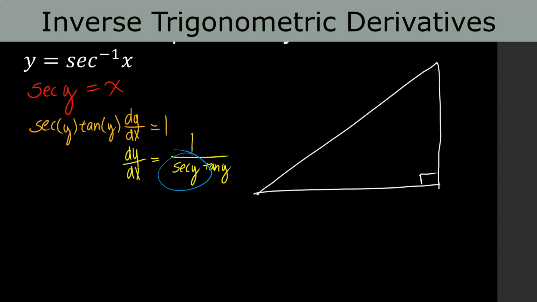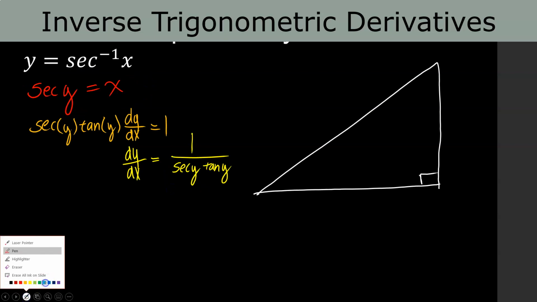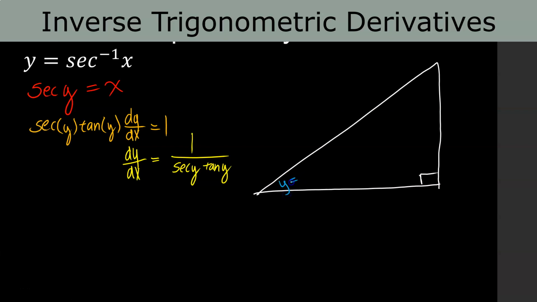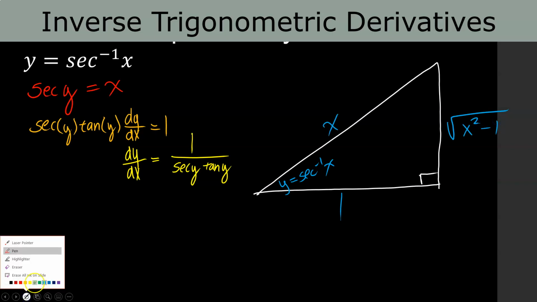So I'm going to draw my triangle and fill in this angle as y is equal to inverse secant of x. Means, well, the adjacent side over the hypotenuse would be cosine. The hypotenuse over the adjacent side would be secant. And if I'm doing tangent of that angle y, I would need the opposite side, which is going to be the square root of x squared minus 1. All right, so here we go.